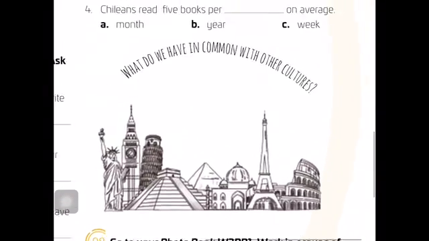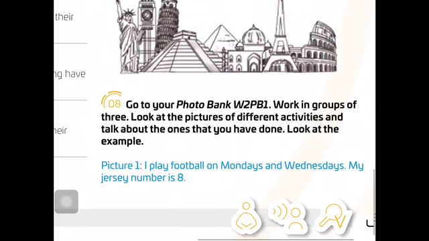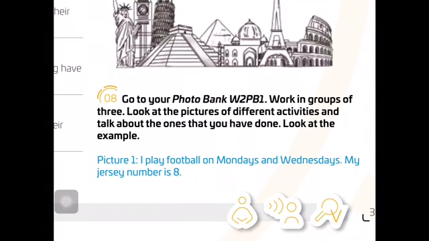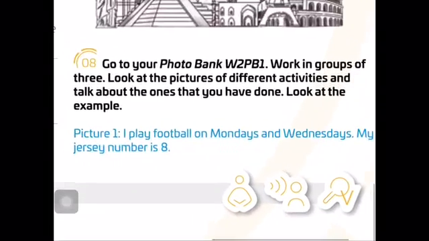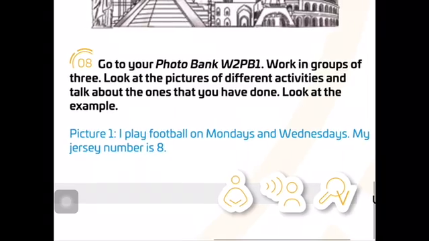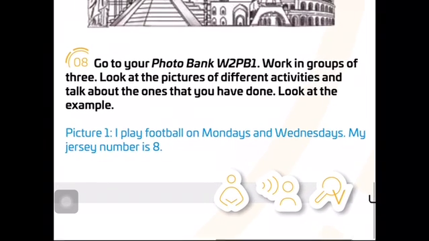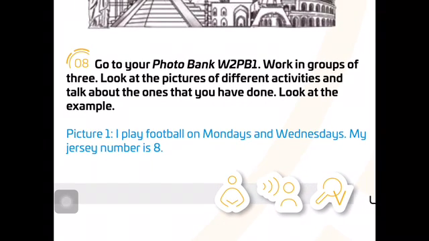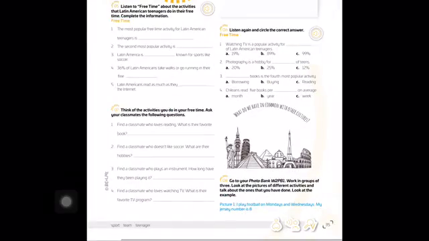Look at the pictures that are in the photo bank, of different activities, and talk about the ones that you have done, from the photo bank that I will give you in the platform. Look at the example. Picture 1. I play football on Mondays, on Wednesday. My jersey number is 8. What is a jersey? Jersey is just like a sweater. That is the jersey. Very good.